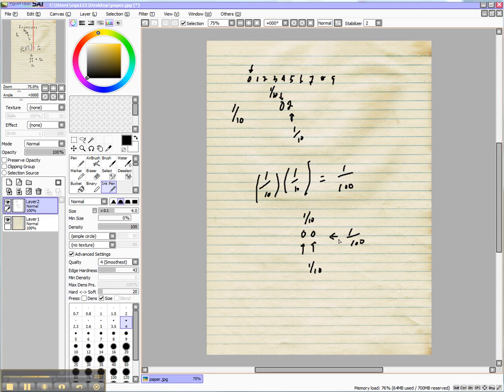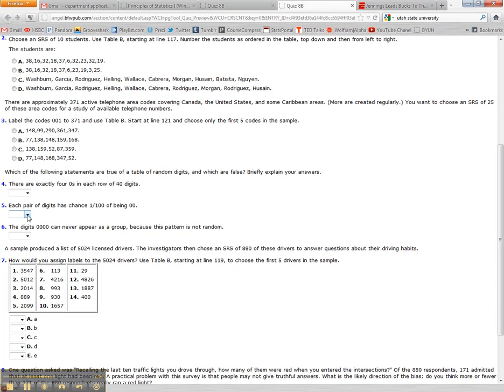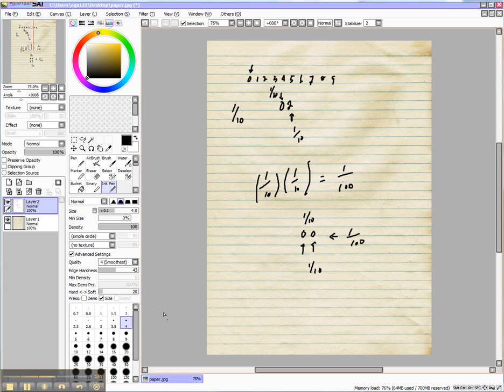This isn't a part of the lecture in chapter 8, so I don't know why this is here. But if you're wondering about it, this is how you mathematically support that the answer for number 5 is true. Each pair of digits has a chance of 1 out of 100 of being 0, 0.